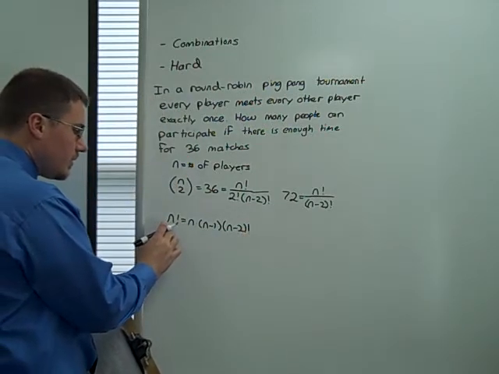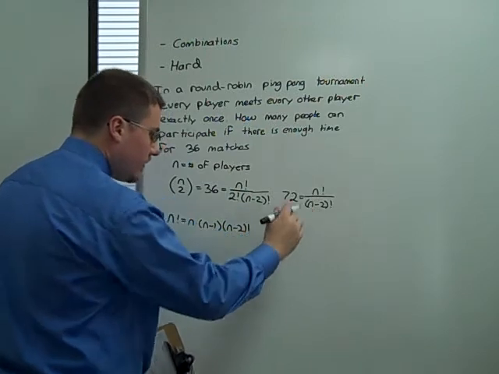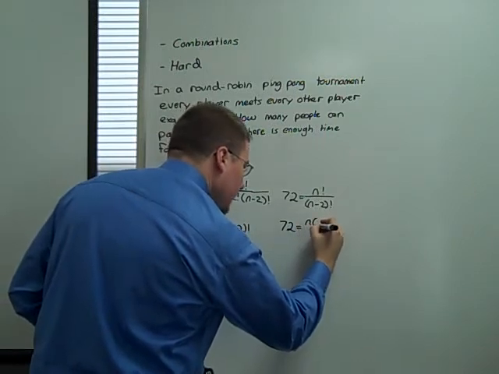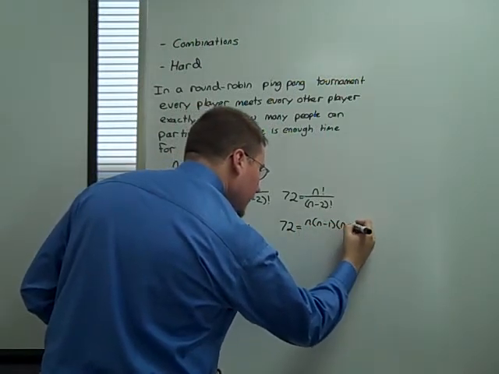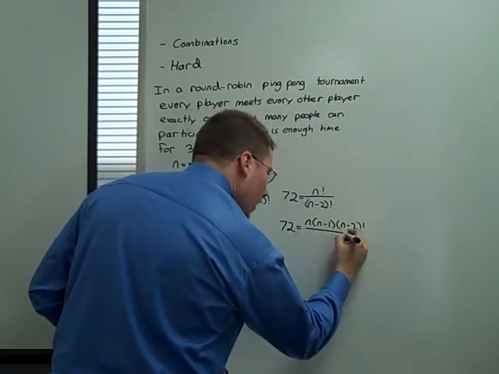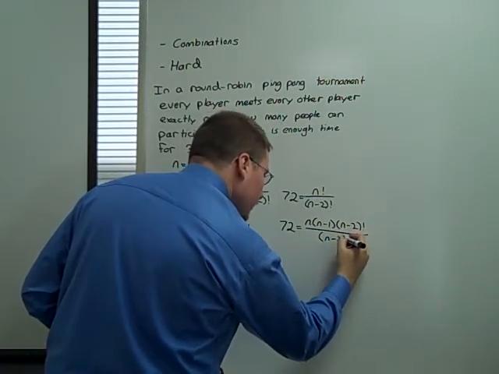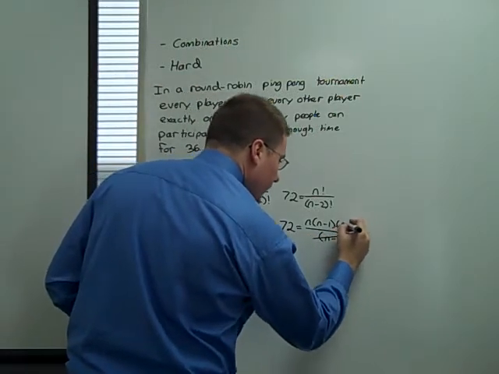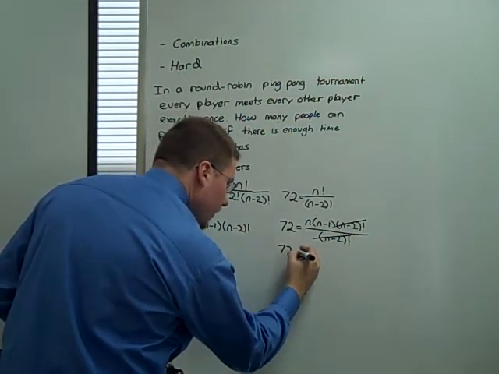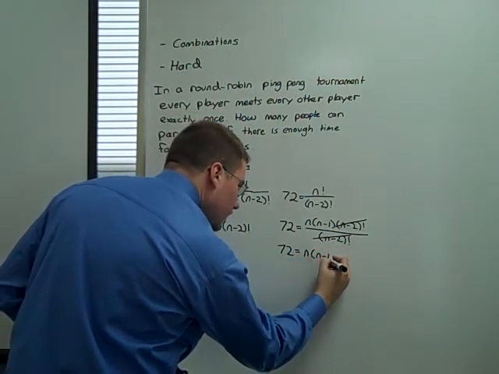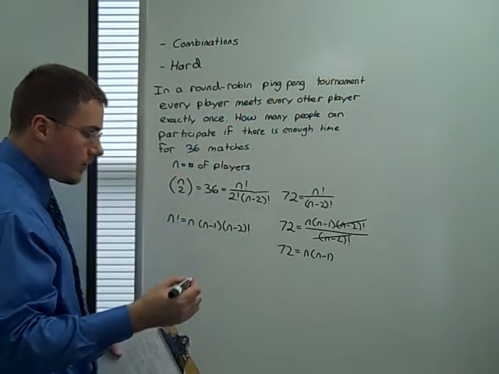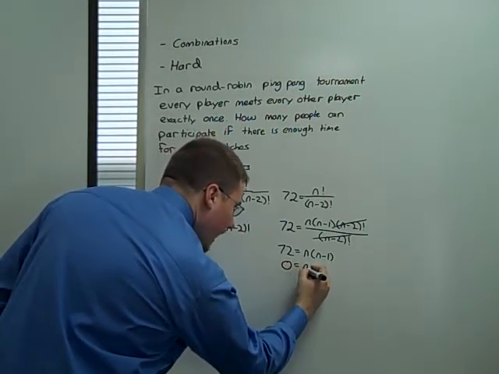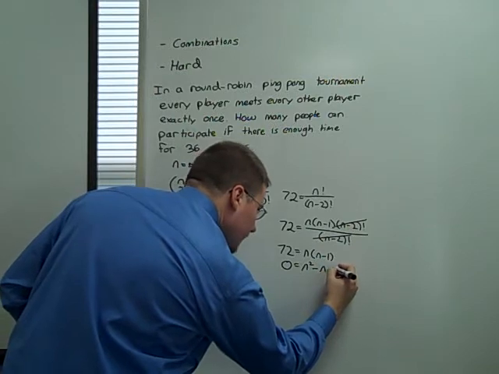Now what I'm going to do is substitute this into this n factorial and get 72 equals n times n minus 1 times n minus 2 factorial all over n minus 2 factorial. Well, there's our cancellation. That cancels with that. So we get 72 equals n times n minus 1. It's at this point that we have a quadratic. We distribute and set equal to 0. So 0 equals n squared minus n minus 72.